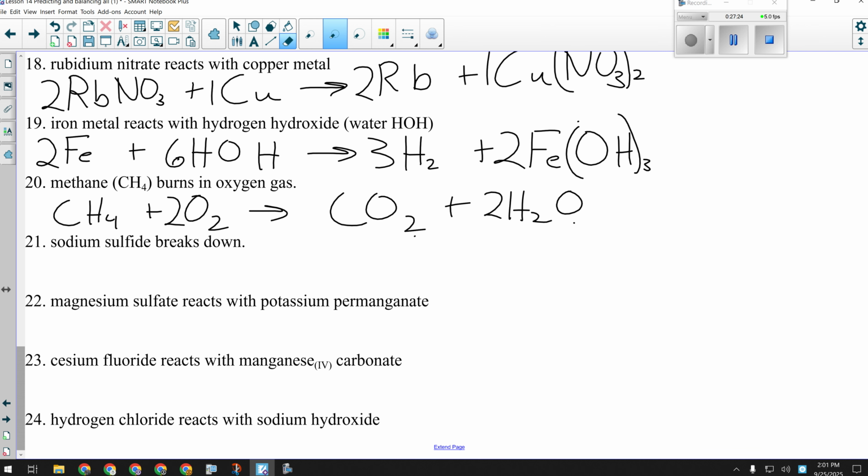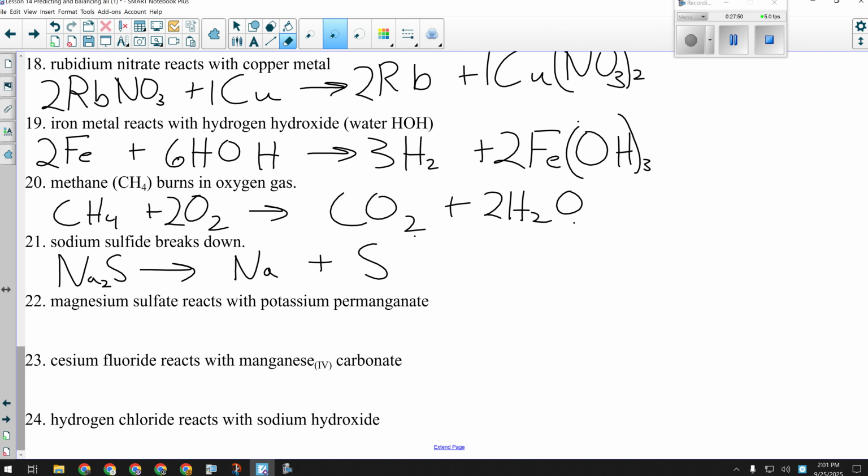Okay, for 21, sodium sulfide. Sodium is a +1, sulfur is a -2, so we'd have Na2S, and it just says that it breaks down. What kind of reaction is that? Decomposition. The pattern for that is that the atoms are separated: Na plus S. What do I always need to check for in a decomposition reaction?